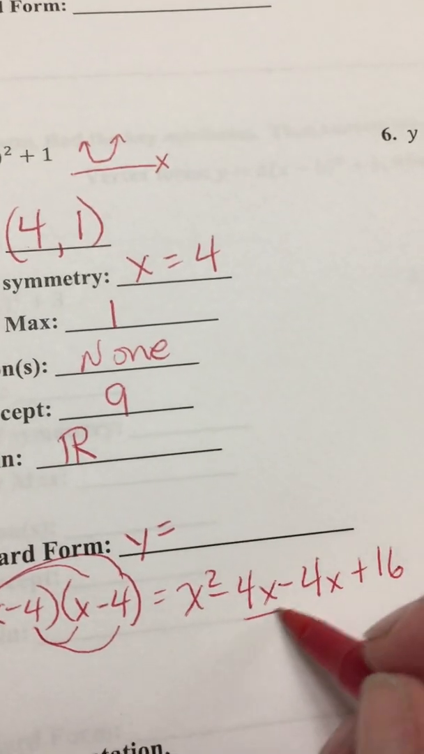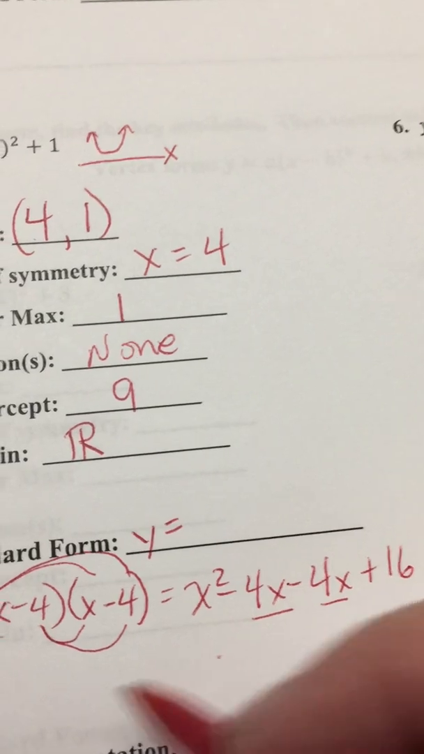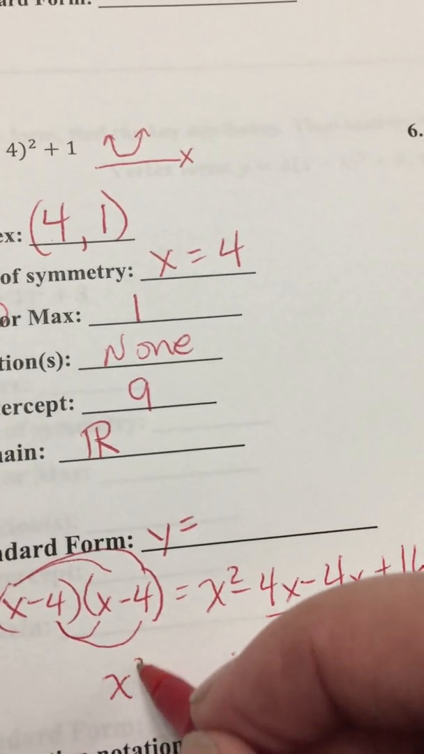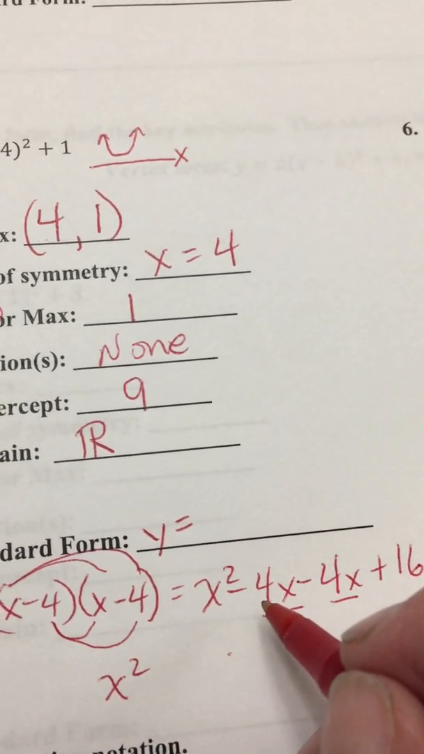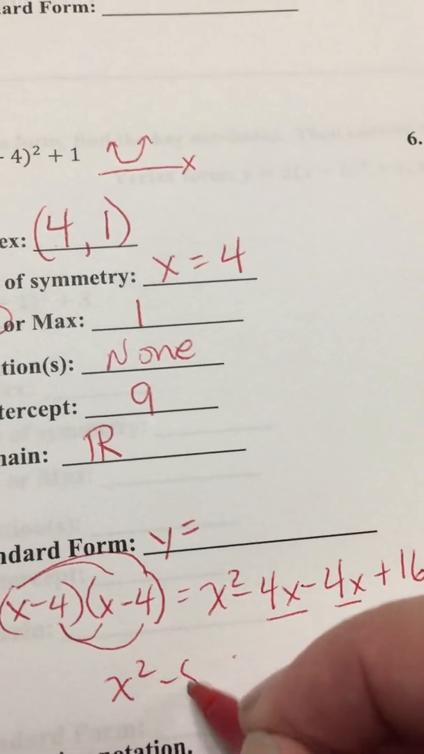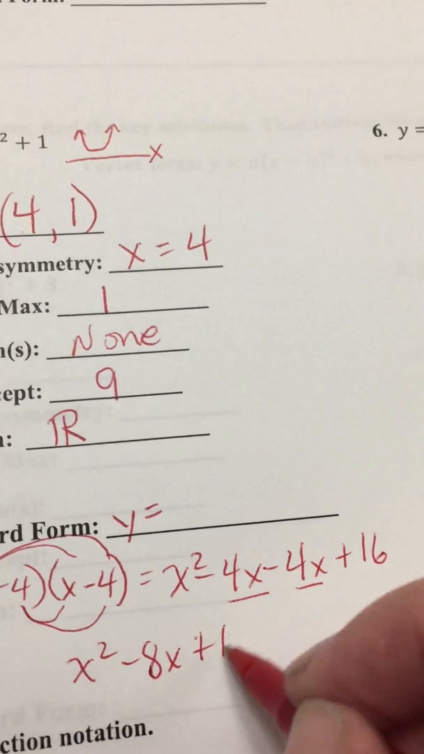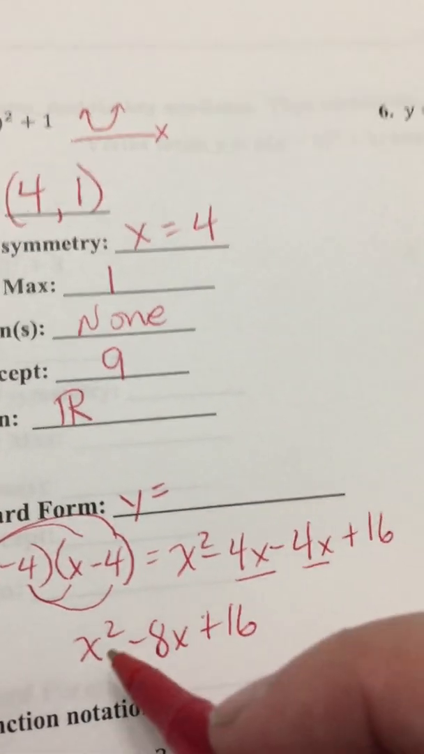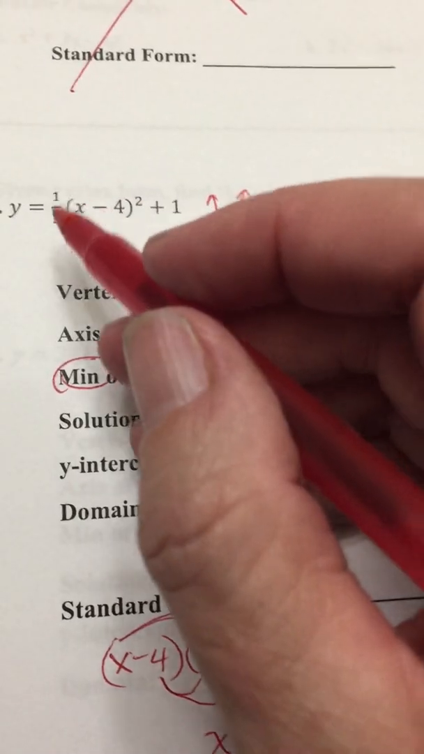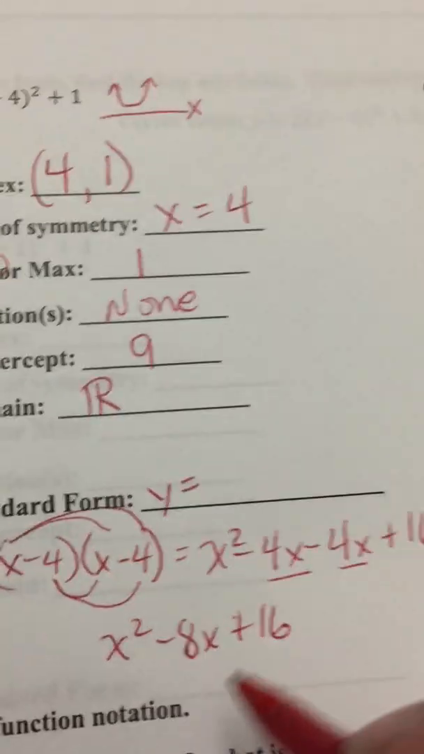Parentheses are now gone. Combining those two like terms in the middle, I'm going to move it over a little bit so I have room. x squared, negative 4 and negative 4 is minus 8x. Don't change my signs when we're adding and subtracting, plus 16. There we go. Now, that's just that one little piece here. So I still have a 1/2 sitting in front. I still have a plus 1 on the end.